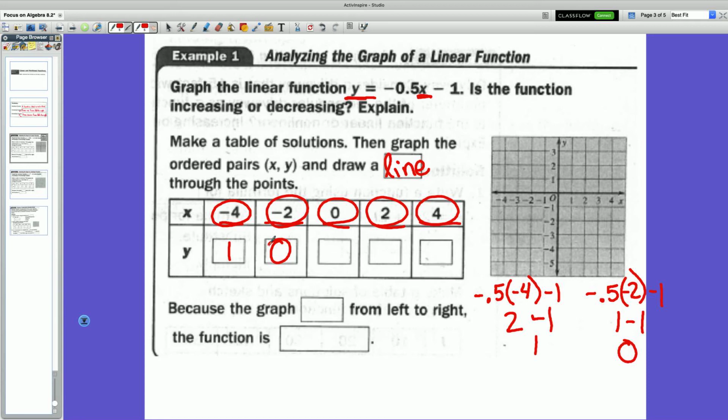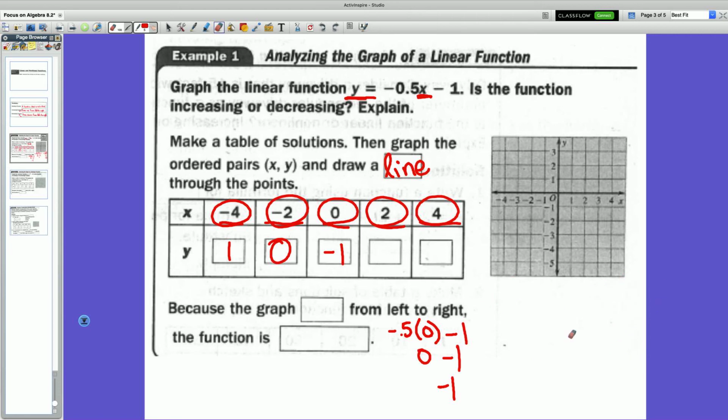Okay, plugging in 0, I would have negative 0.5 times 0 minus 1. Well, anything times 0 is 0, so negative 0.5 times 0 is still 0 minus 1. 0 minus 1 is negative 1. So it'd be 0, negative 1. All right, I'm running out of room, so I'm going to have to erase my work so I can start over. If you still needed that work, just rewind the tape a little bit.